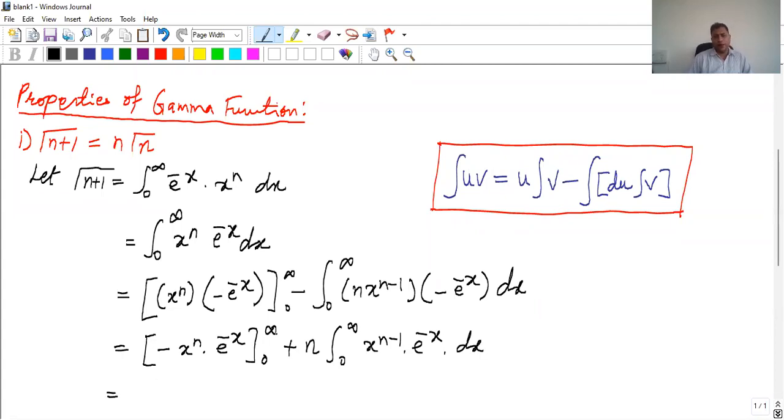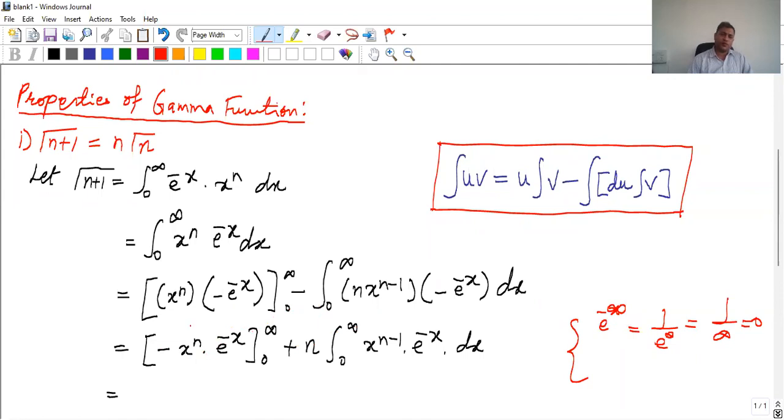Now let us apply the limit. When we put x equal to infinity, we have e raised to minus infinity. So we'll have 1 upon e raised to infinity, and this is 1 upon infinity, which is going to be 0. So if I put x equal to infinity, then this will be 0.